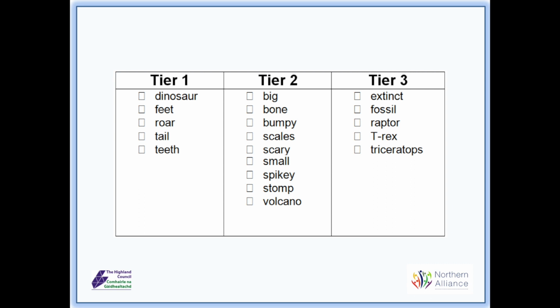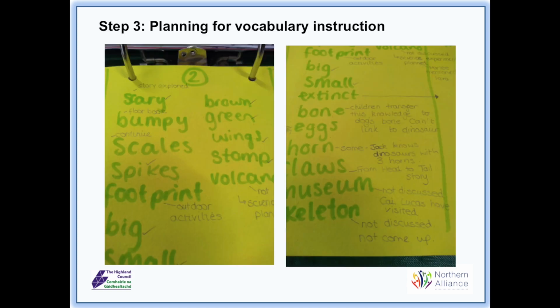The Tier 2 vocabulary in the middle, or the Goldilocks words, are the words that practitioners have evaluated will enrich children's language. This is the vocabulary that the practitioners will focus on through planning for play both indoors and outdoors. Step 3 is then to plan for vocabulary instruction using your Tier 2 vocabulary. On the picture on the left-hand side, practitioners have identified the opportunities for adults to play and talk together where they can model this new language in context.